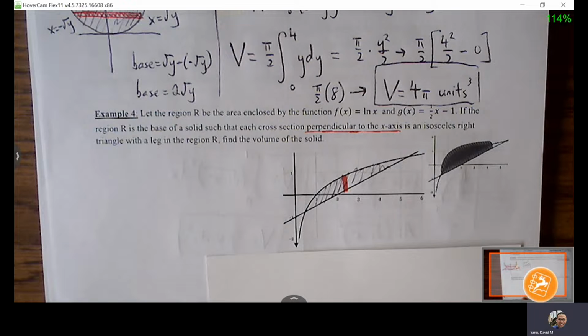Here, if you solve again, now let me start closer to this. Top minus bottom is going to be your base, and then you're going to insert into the formula for isosceles right triangle.